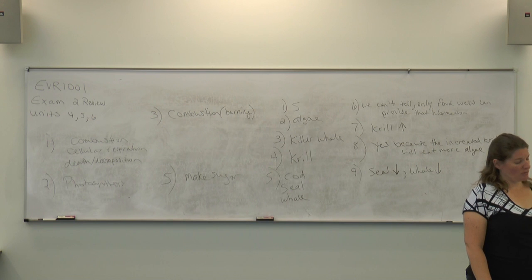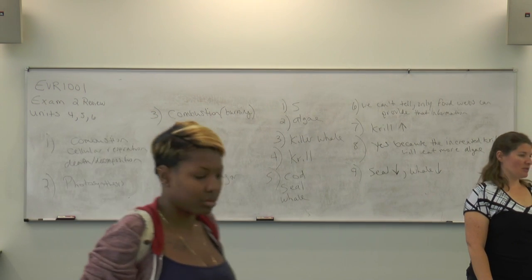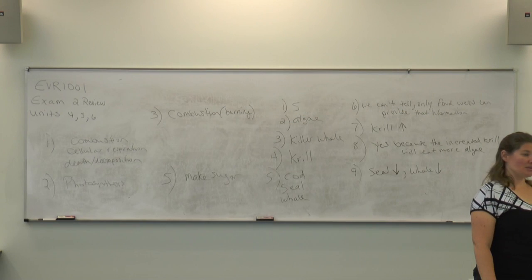The D as actually number 8. Number 8. In the back here, as nutritional energy passes through the food chain, energy is lost, right?